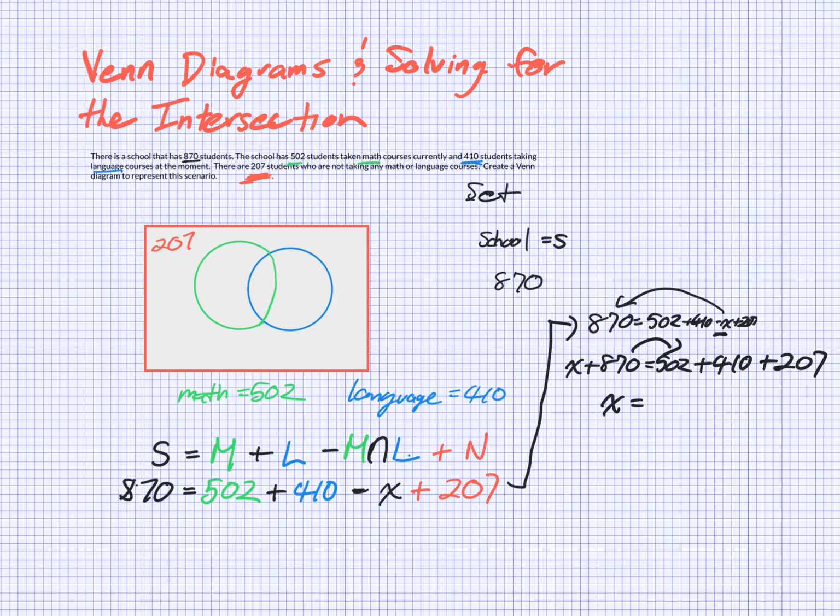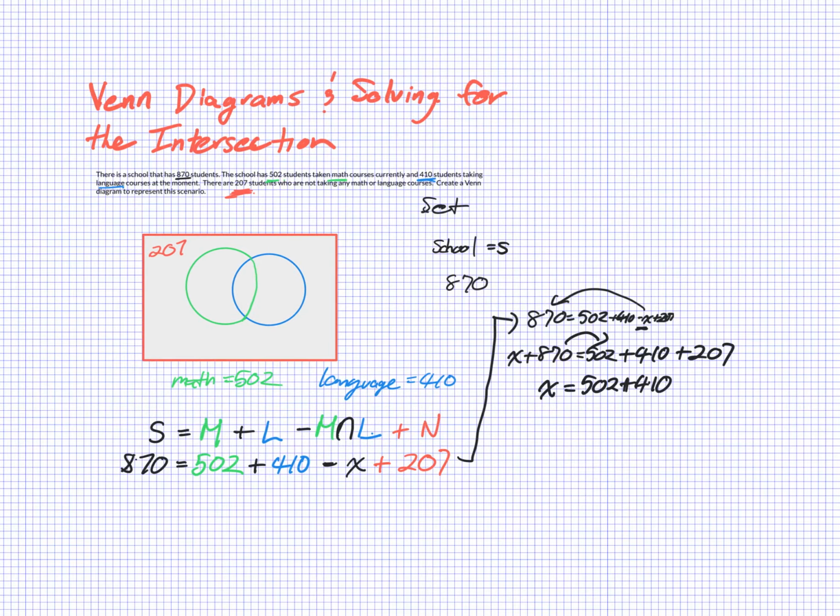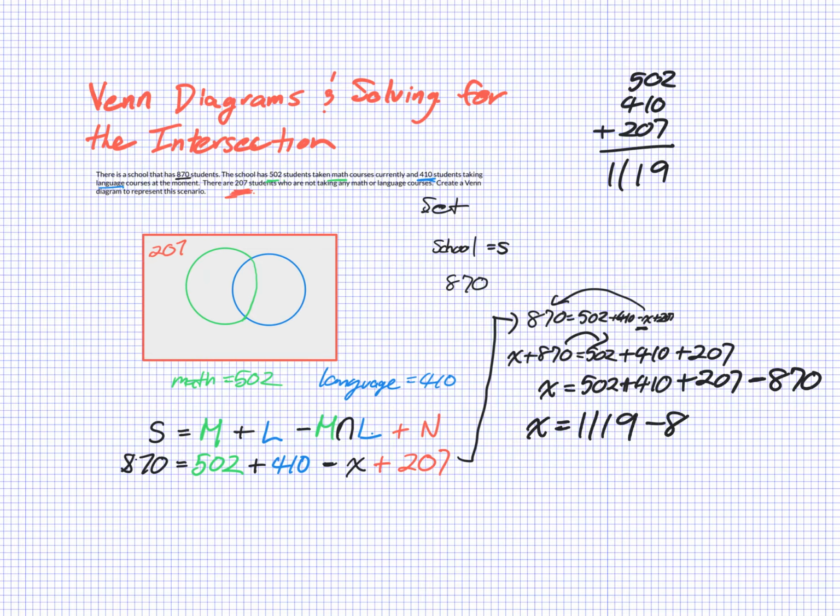So X will now equal 502 plus 410 plus 207, subtract 870. Okay? Now we just have to go through the process of adding all these up. I'm going to do that on the top here. So 502 plus 410 plus 207. We'll add them all together. That's a 9, a 1, a 9, 10, 11. So X is equal to 1,119 students. Subtract the 870 here. X is equal to 1,119.